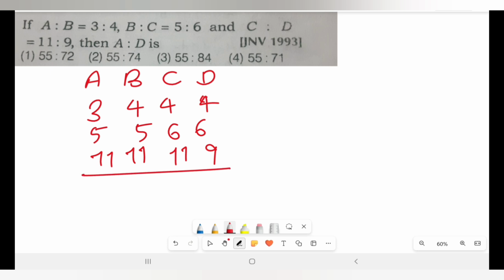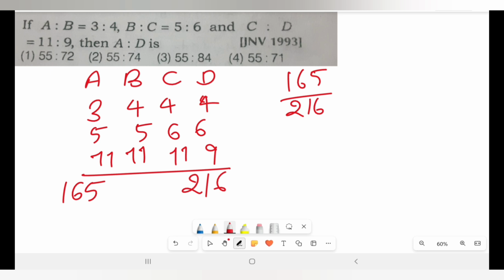So we have to focus on only A and D. So here 11 5s are 55. 55 into 3. So 55 into 3 it is 165. Alright. So here in D column 6 9s are 54. 54 into 4 it is 216. Alright. So here A by D means 165 divided by 216. So we have to reduce the fraction and we will get the answer.